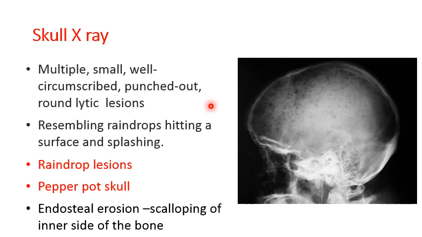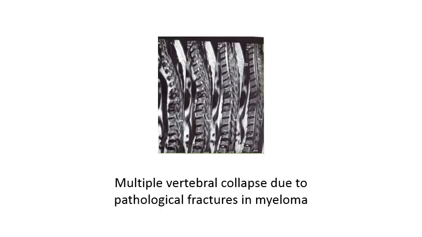In addition, you can get endosteal erosion, that is scalloping of the inner side of the skull bone. So these are the classical skull X-ray appearances of a patient with multiple myeloma, and you know why it occurs. Now this is multiple vertebral collapse due to pathological fractures in myeloma. You can see multiple vertebral fractures.